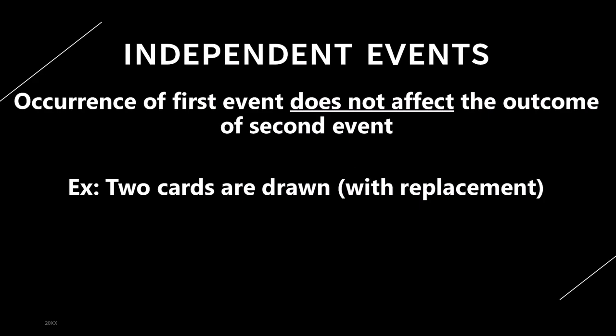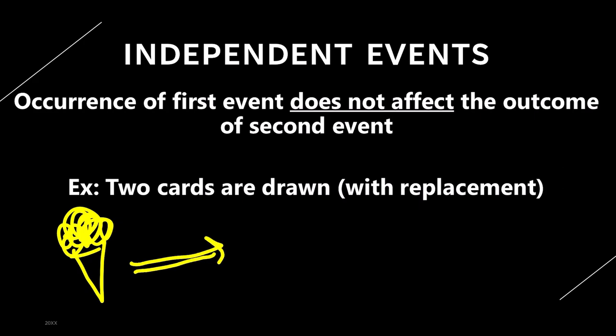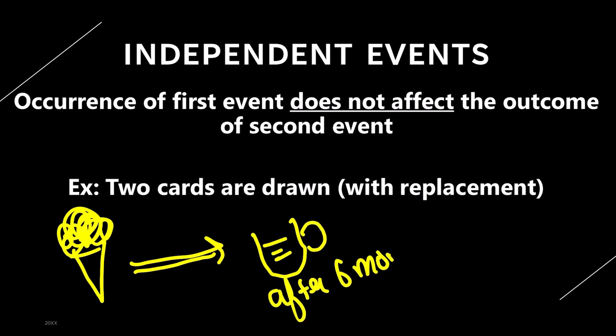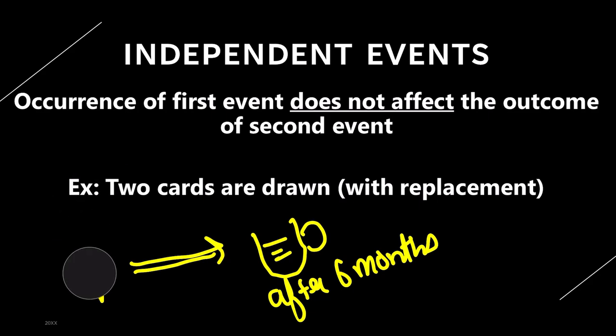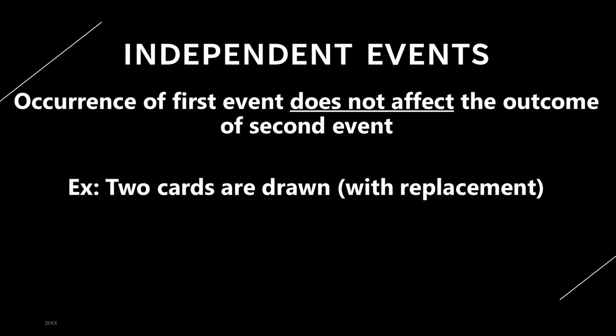Let's take an example. Suppose I am eating ice cream today. This is just an example. Does this event have any effect on the probability of me drinking coffee after 6 months? These are two different events. They have no impact on each other. So they are totally independent of each other. They have no dependency on each other.